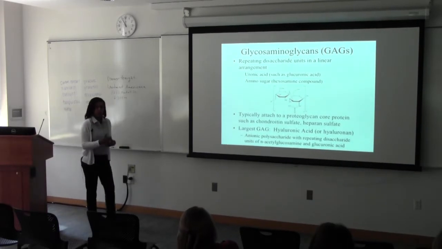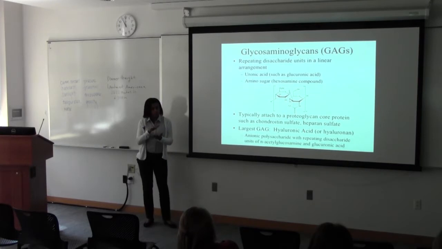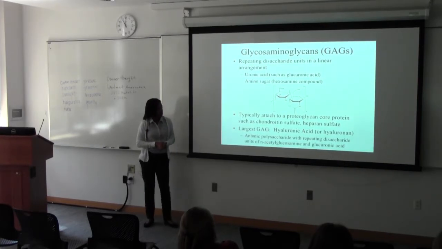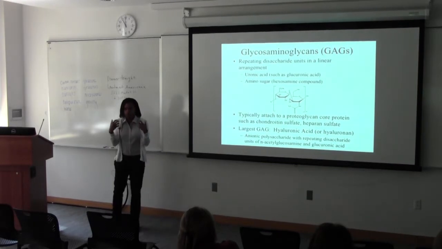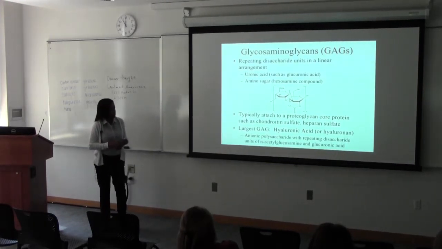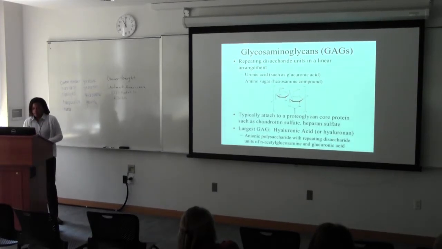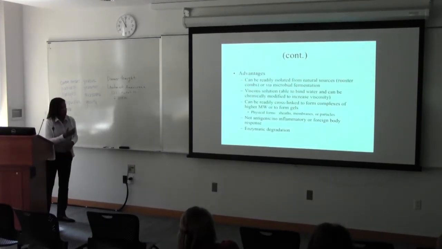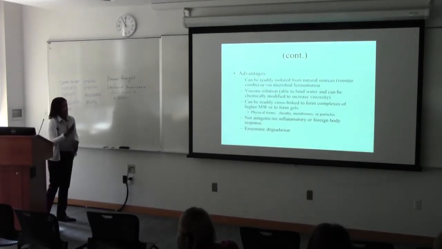So a lot of these GAGs are in cartilage, so cartilage can withstand high compressive forces. So that ability to hydrate, absorb, and hold water and become a nice hydrogel becomes important. So those materials can do that. Okay, so hyaluronic acid is kind of a more popular one, or hyaluronan. That's commercially available.